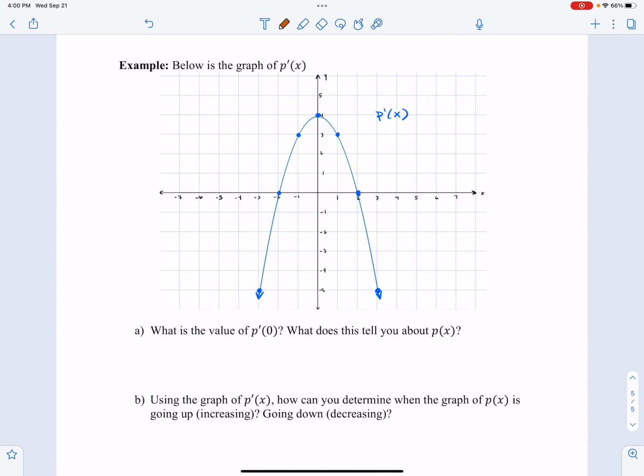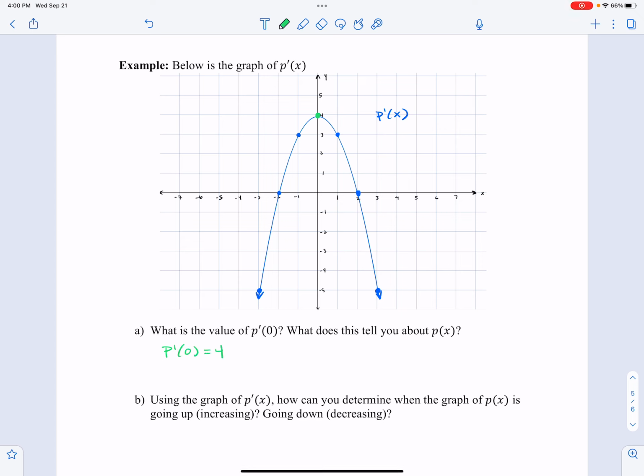Okay, and then this is the graph of p prime. We're going to answer these questions. So what is the value of p prime of 0? That's just reading the graph. p prime of 0 corresponds to the point (0, 4). p prime of 0 is equal to 4.